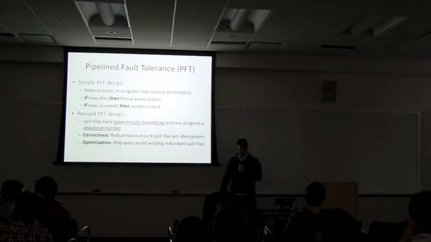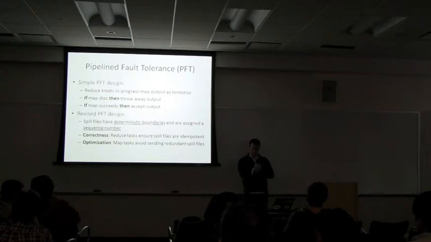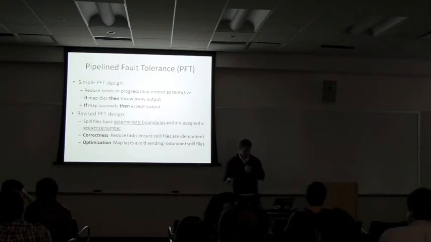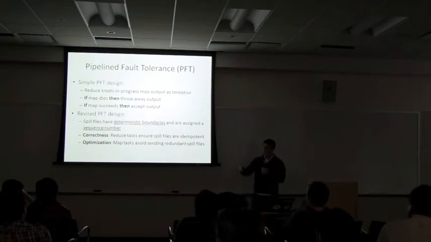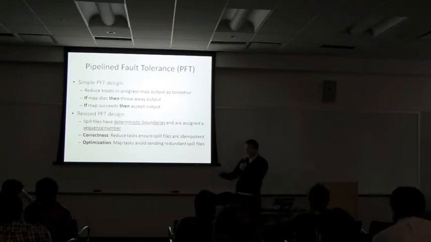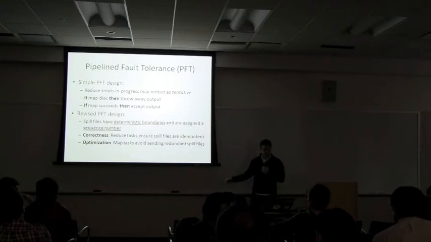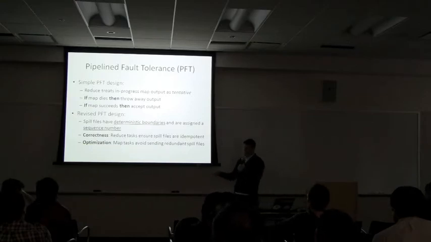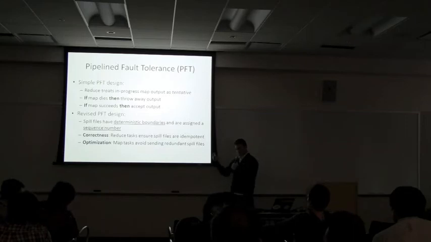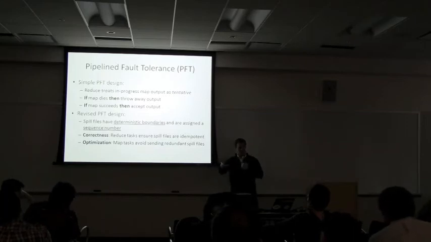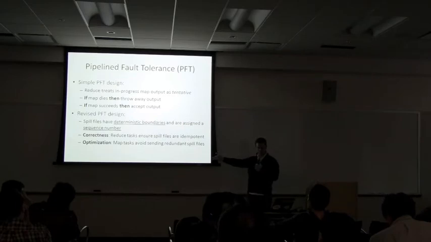In a revised design, we're going to basically enforce a deterministic boundary on spill files. And we're going to assign spill files a monotonically increasing sequence number. Now, for correctness, the reduce task is going to ensure that the spill files are applied in an idempotent fashion, meaning you don't want to apply the same spill file more than once. And as an optimization, map tasks are going to avoid sending redundant spill files. So for speculation, when the speculative task comes up, it's going to check with its reducer on the other side and make sure it doesn't need to send this spill file before sending.